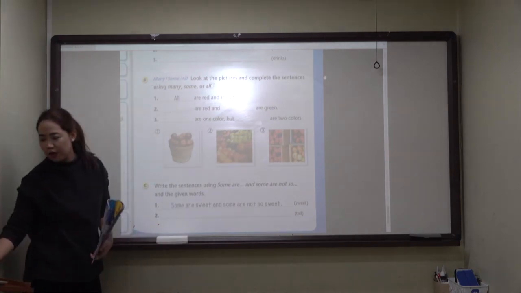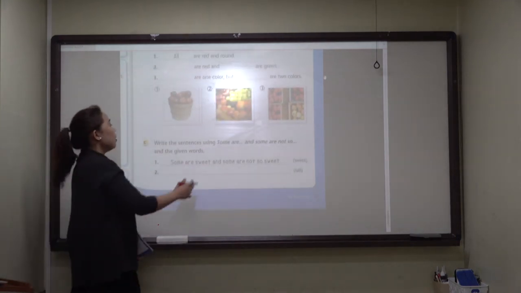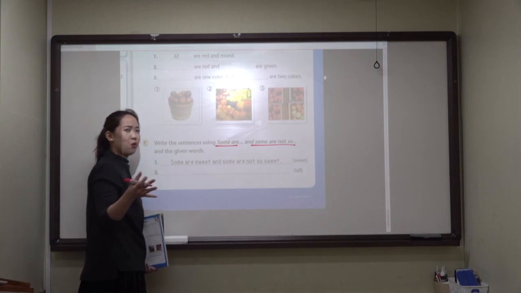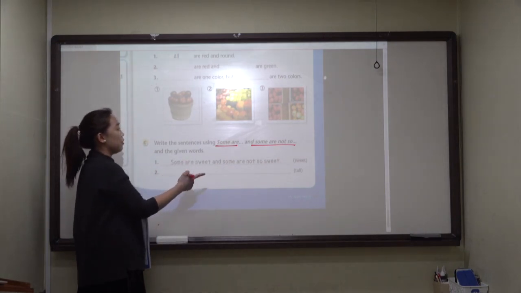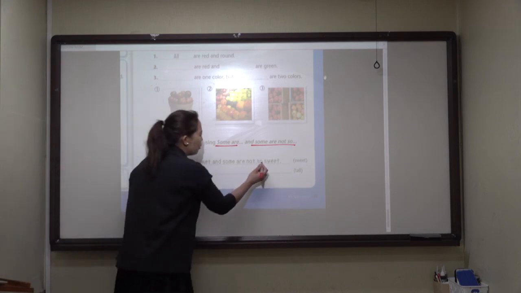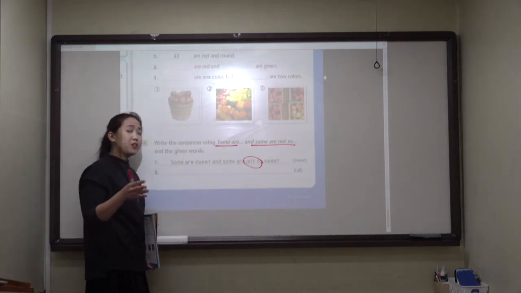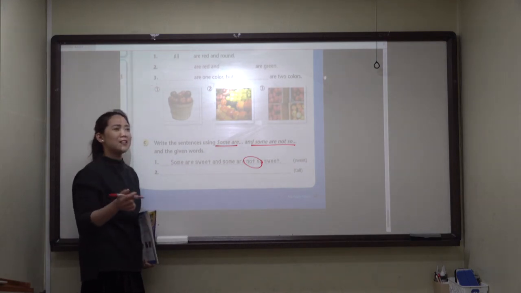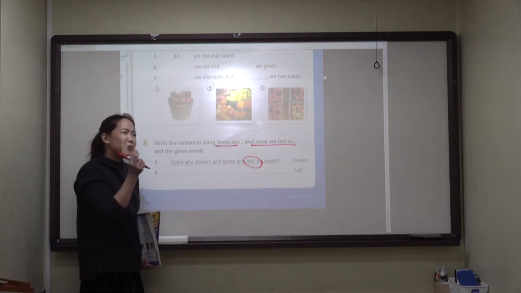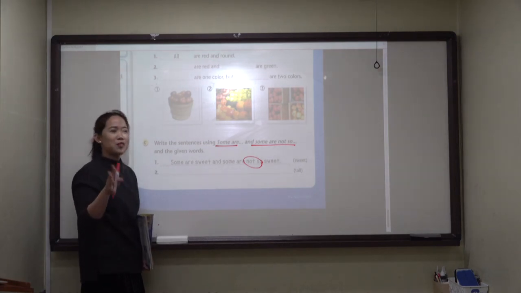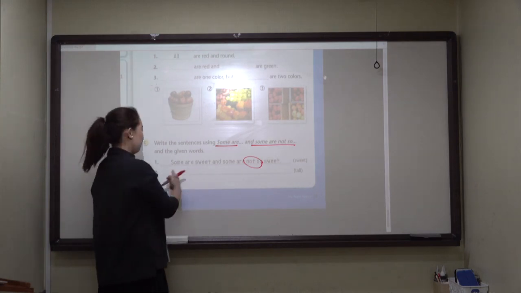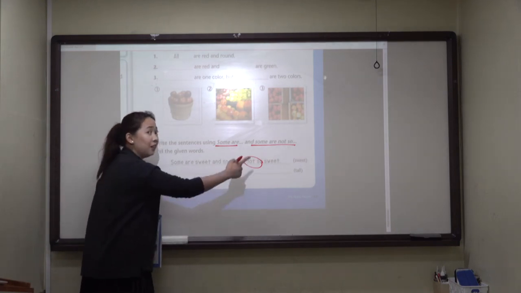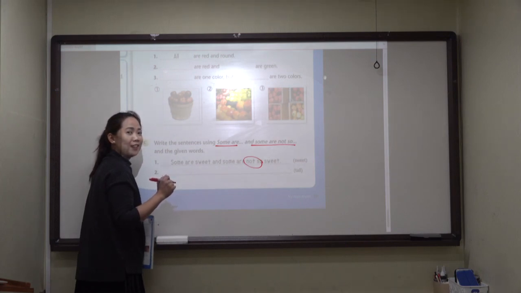And for the last part, you're just going to use this expression, some are and some are not so. Right, number 1, some are sweet and some are not so sweet. Actually, teacher, what does it mean when we say not so? Alright, is it means like totally not? No, that's why we say not so. It means it's like 50-50, a little sweet and a little sour. Okay, so that's why we say not so. Okay, so for number 2, you can say some are tall and some are not so tall. Okay, guys? Alright.